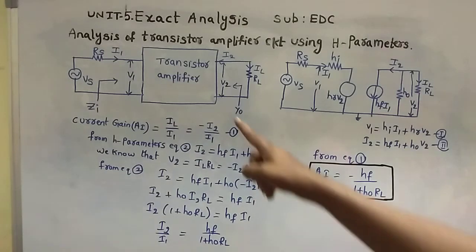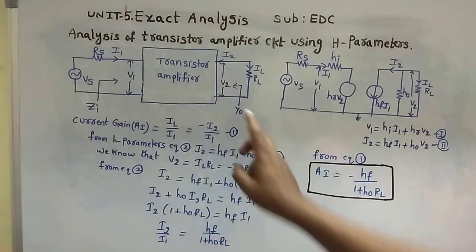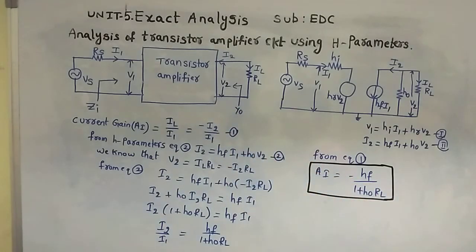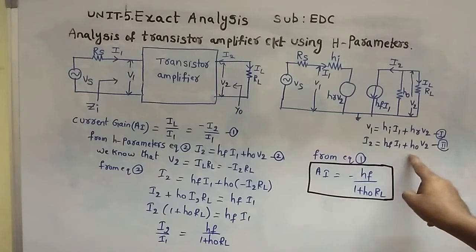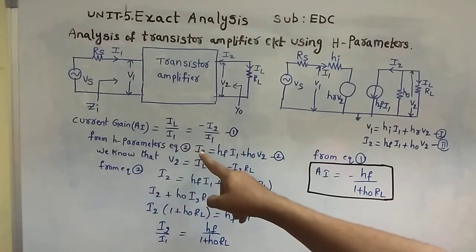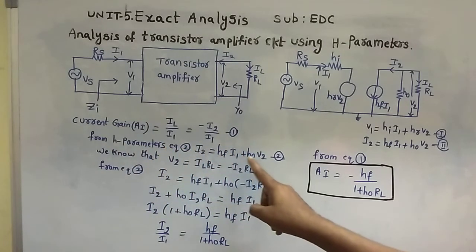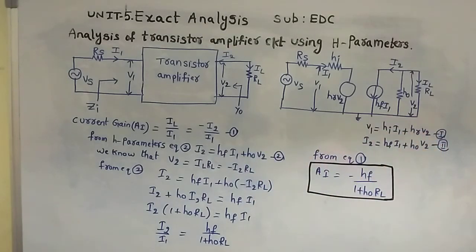Then here we have I2 and I1. Whether it is the I2 equation or the I1 equation, you can take it, simplify and find the current gain. If you observe our H parameter equations, we have I2, that is why I am taking equation number 2. From the H parameter equation 2, I2 = HF I1 + HO V2. These two formulas we have to remember for any configuration. Compulsorily we have to take them.